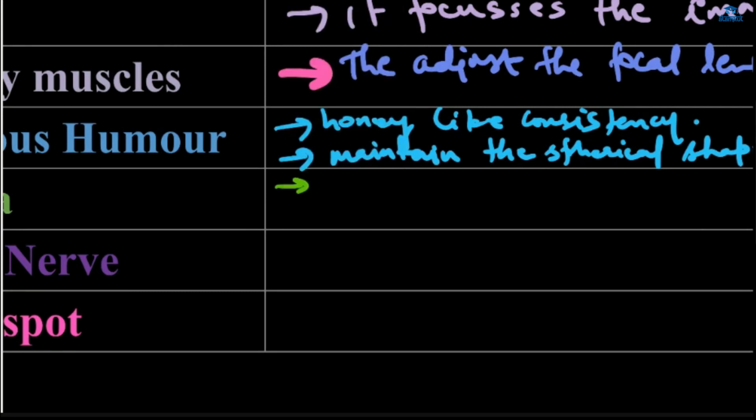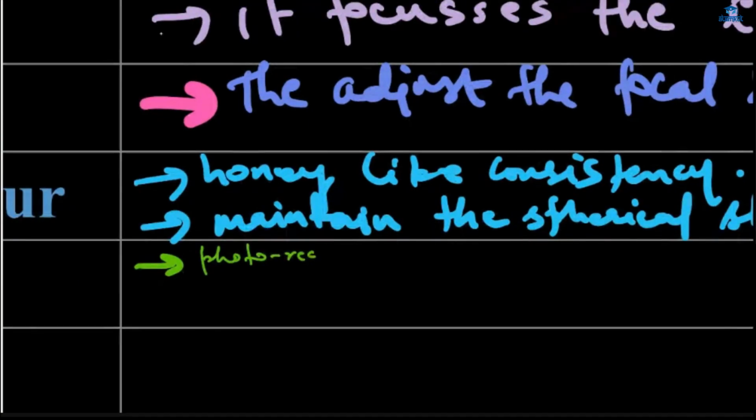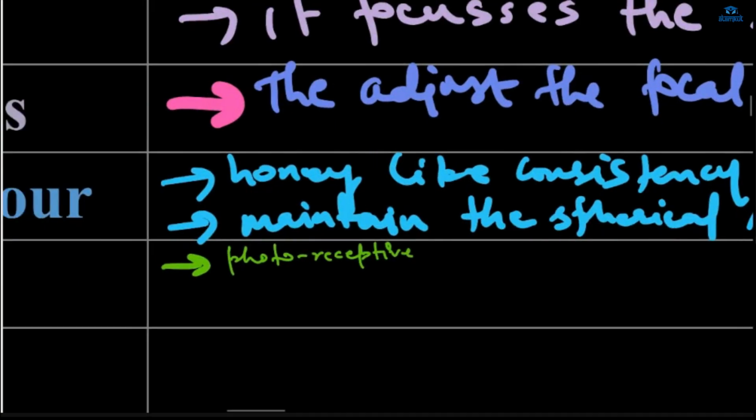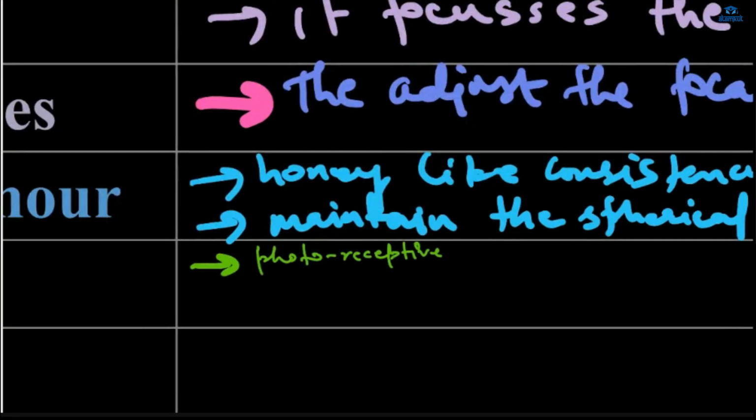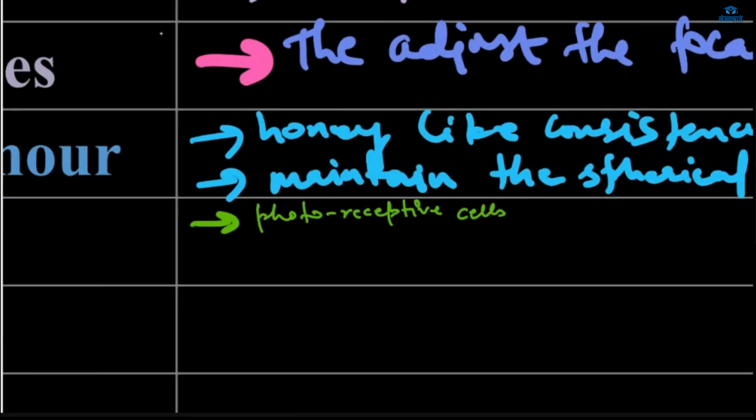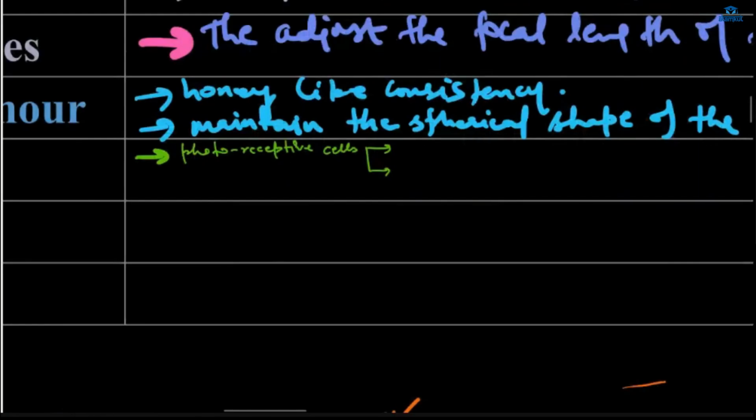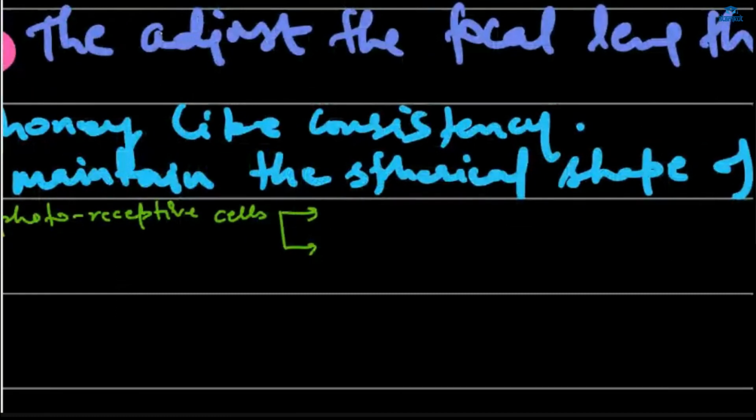Okay, it is photoreceptive. It has photoreceptive cells actually. And what kind of cells are there? There are two types of cells. One type of cell is the rod cell, and another type of cell is, let me write it with another pen. Fine. A rod cell, and another type of cell is what?